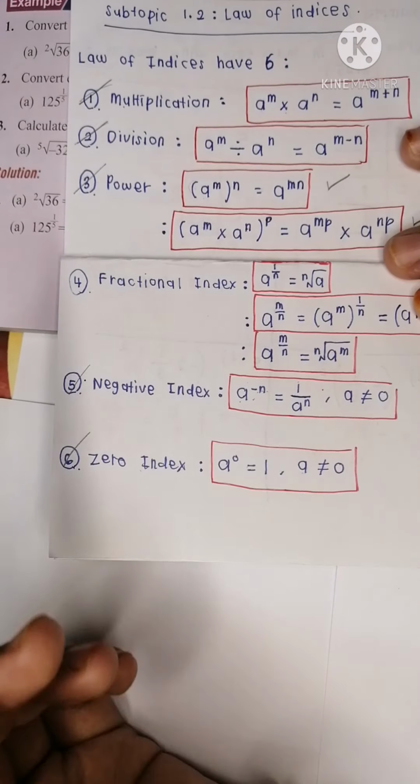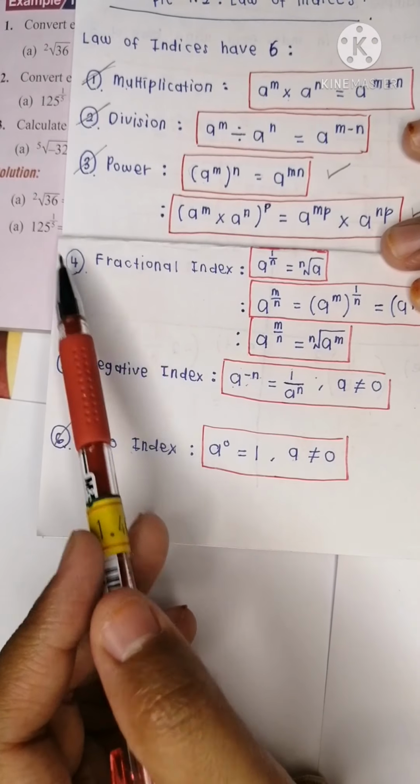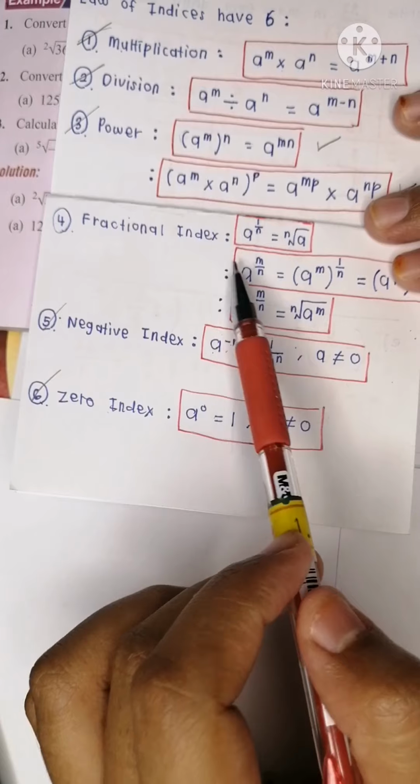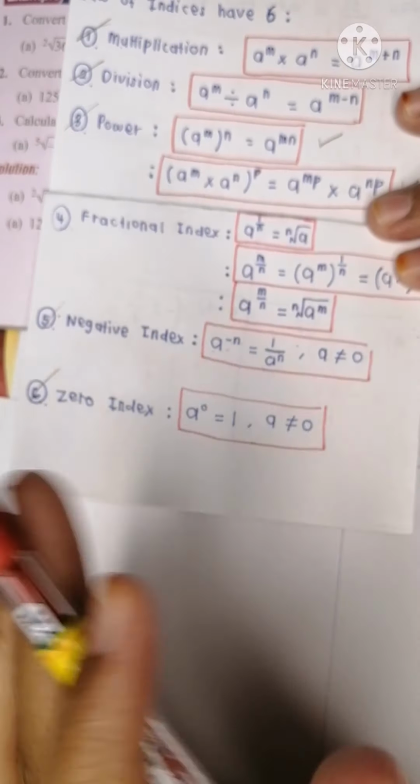Okay, we continue. Now we are done already for negative index. Now the last one for the law of indices, which is fractional index. Fractional index has three ways or three conditions.